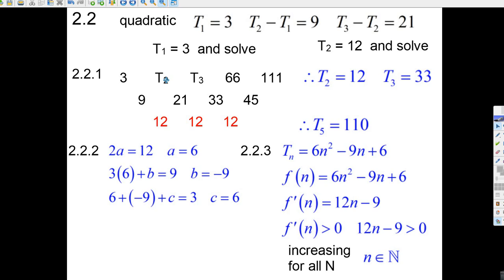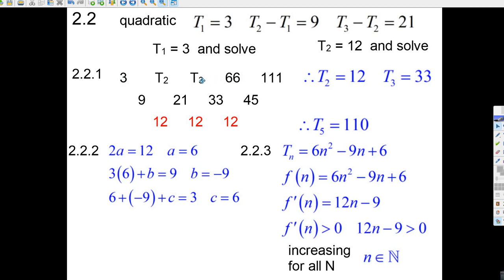And I know that when I go t2 minus 3, I get 9. Well, the only way that can work is 12 minus 3. You can take this t1 equals 3 and just put it in there, add 3 to both sides, just substitute and solve, and you'll get t2 equals 12. So that's what goes there. And by doing the same thing, if t2 is 12, put it in there, t3 has to be 33. But now you've got the whole thing.